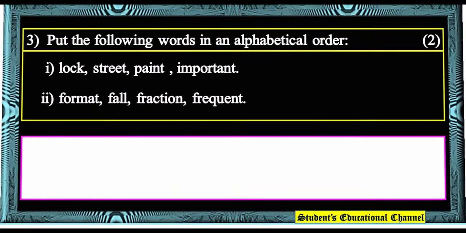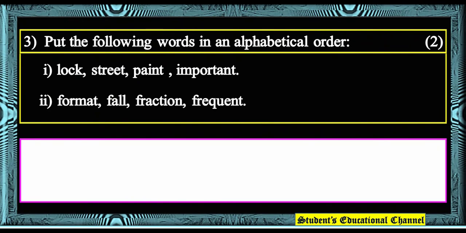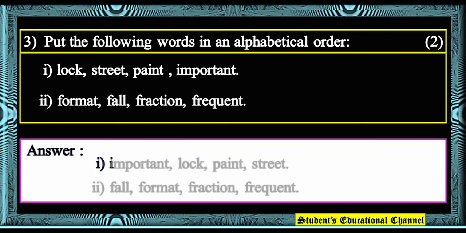Third, put the following words in alphabetical order, 2 marks. Answer: First, important, lock, paint, street. Second, hall, format, fraction, frequent.